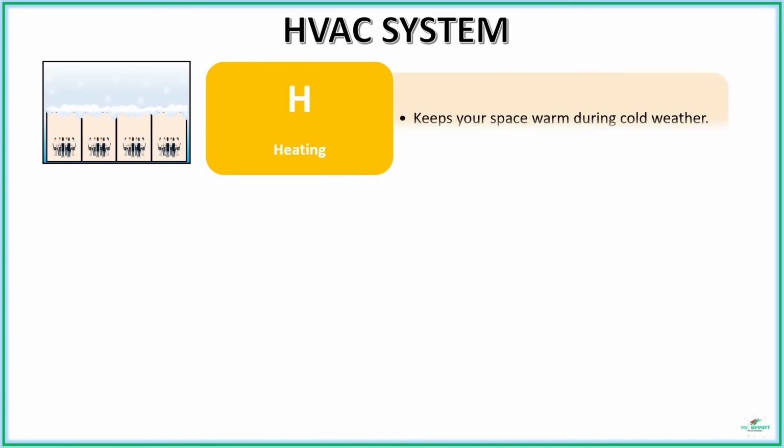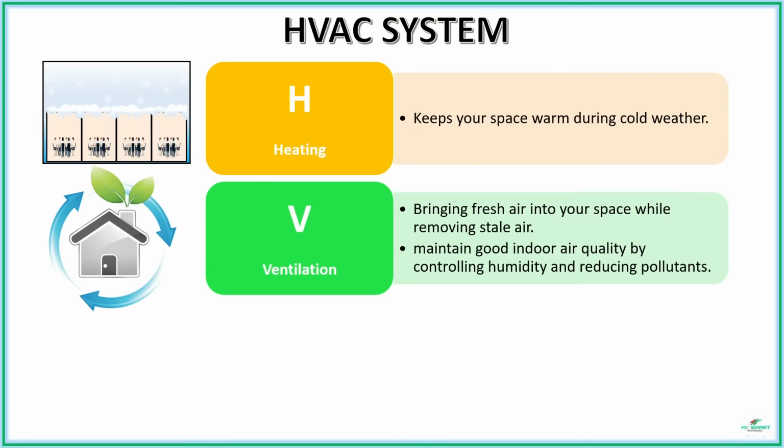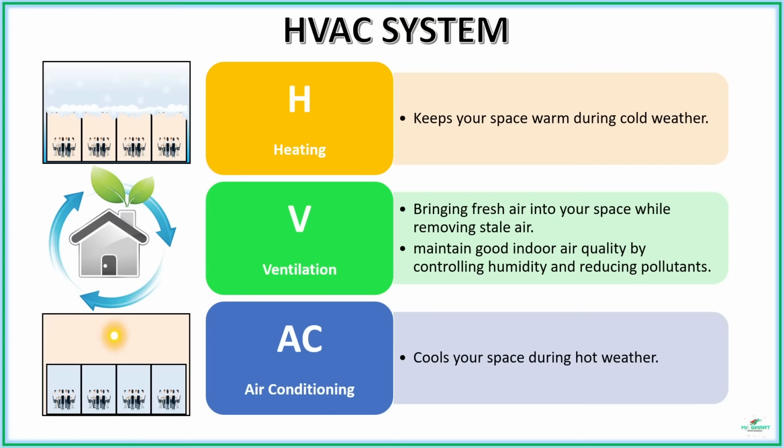In an HVAC system, H represents the heating system that keeps your space warm during cold weather. V represents the ventilation system that brings you clean air and maintains air quality by controlling humidity. AC represents the air conditioning system that cools your space during hot weather. The combination of all these systems is mandatory to provide you a comfortable living space during all weather conditions.